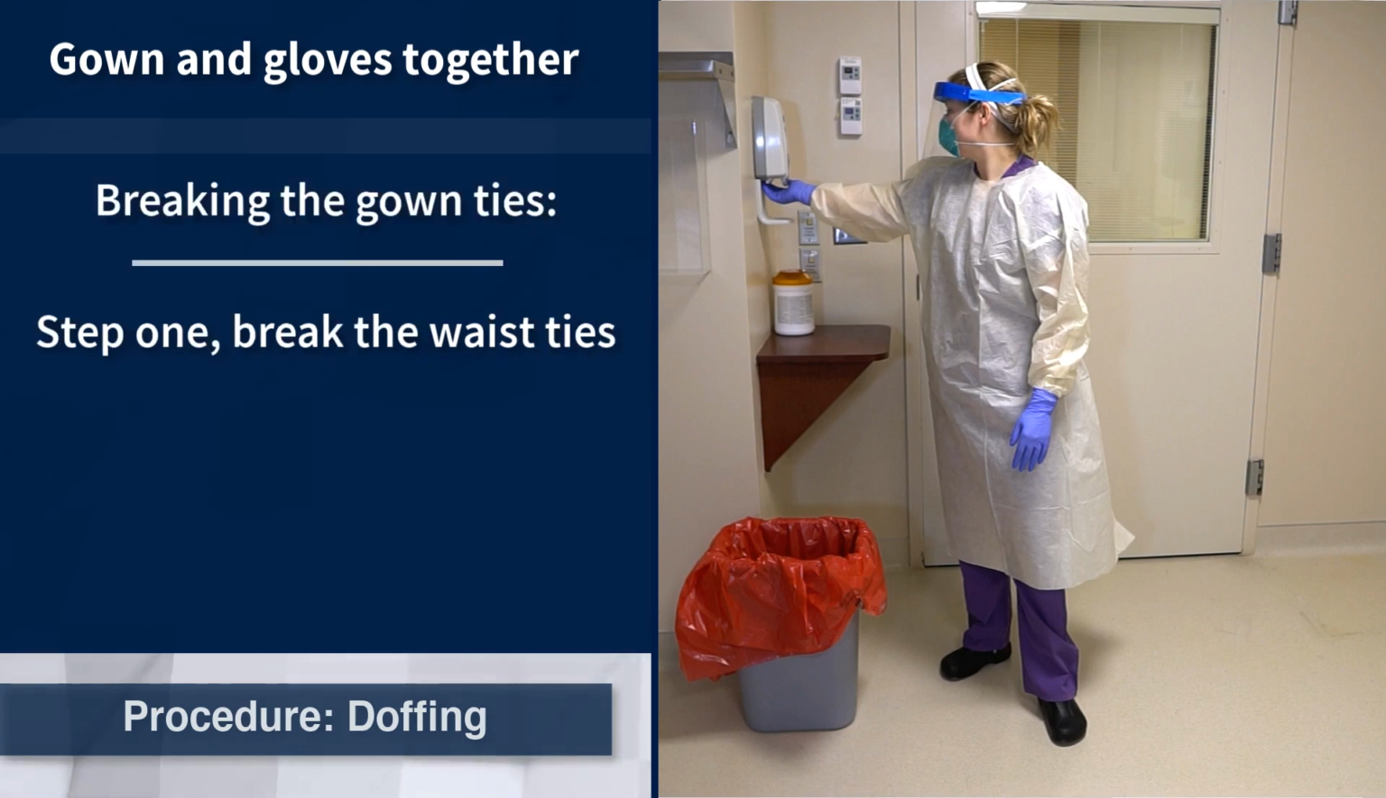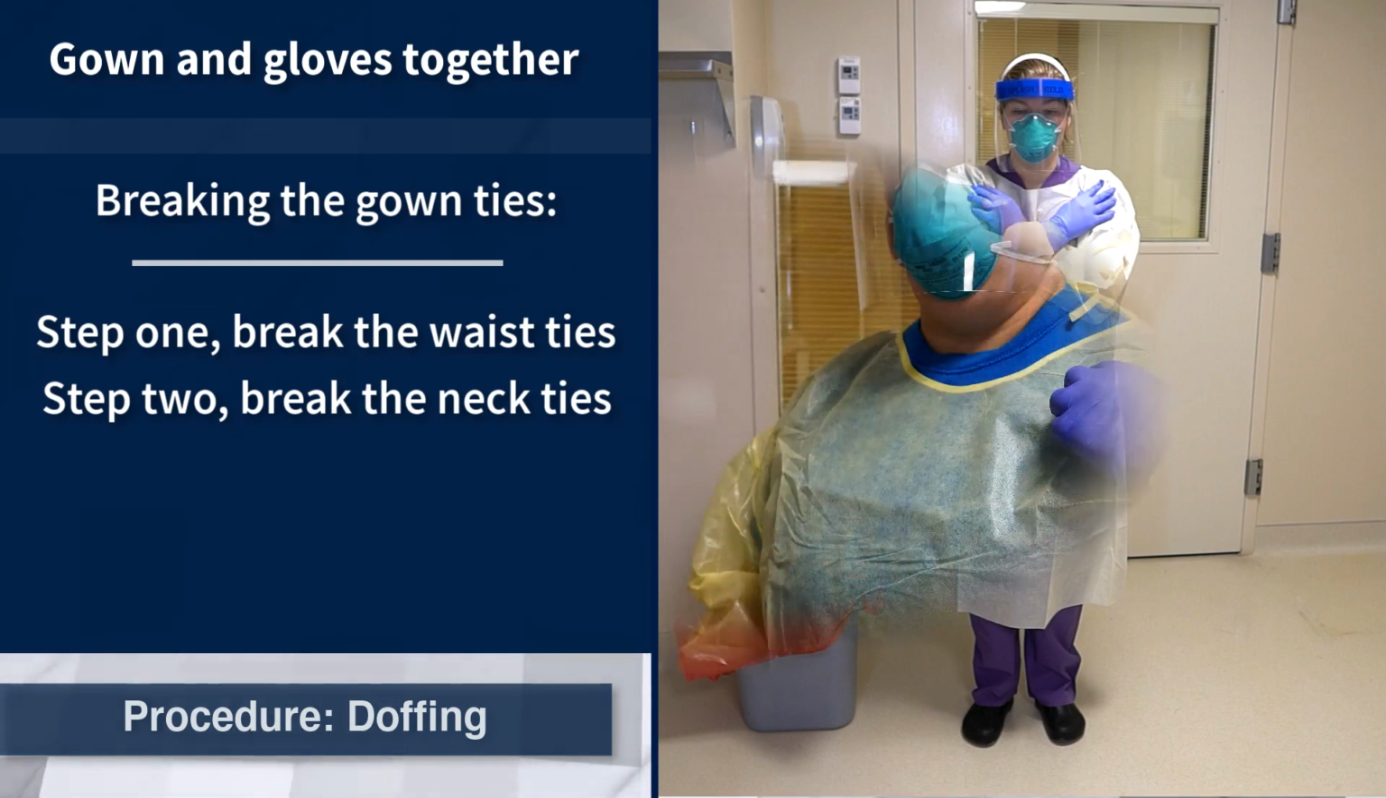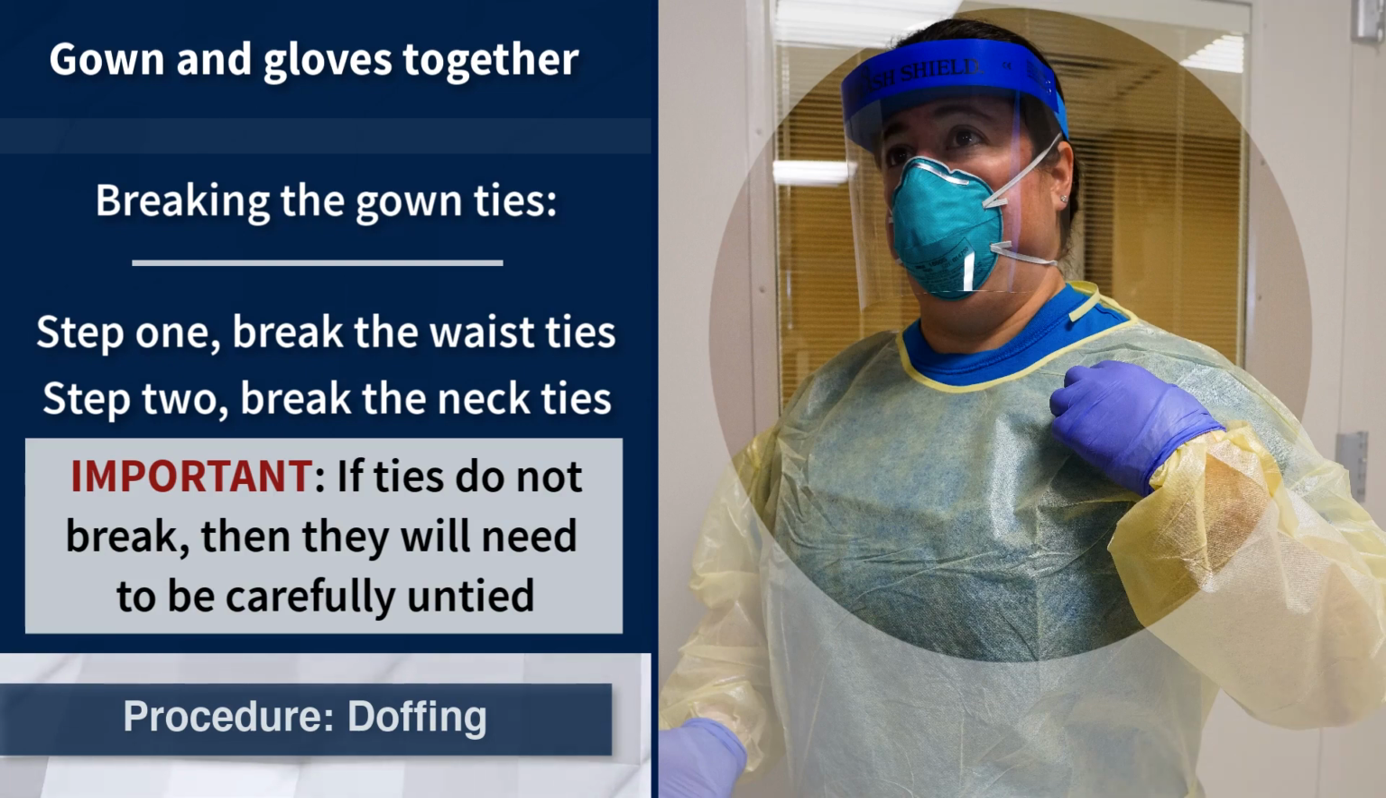Begin first by pulling at the gown's midsection to break the waist ties. Cross the arms to grasp the front of the gown below the shoulders and pull the gown firmly away from the body to break the neck ties.